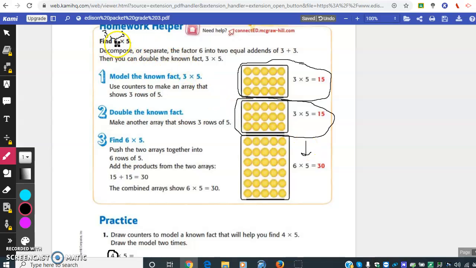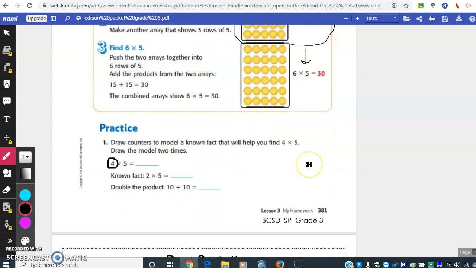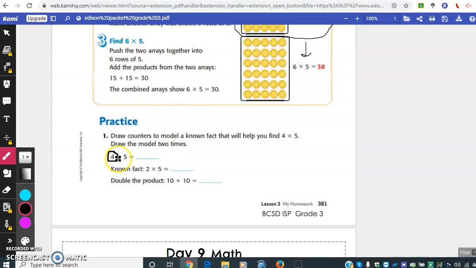So again, 6 can be broken into its double partners, 3 and 3. If you know that 3 times 5 is 15, and then the other 3 times 5 is 15, you can just put those together, 15 and 15, to find the answer for 6 times 5, which is 30. So what we're going to do down here is we're going to do the same thing using 4.